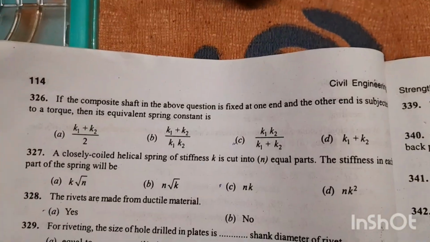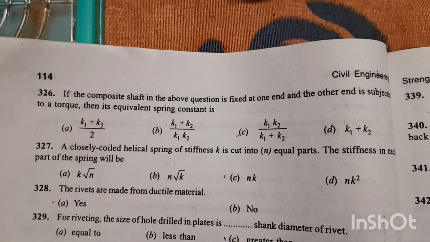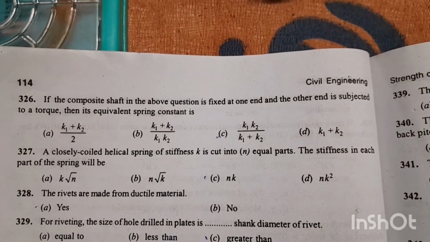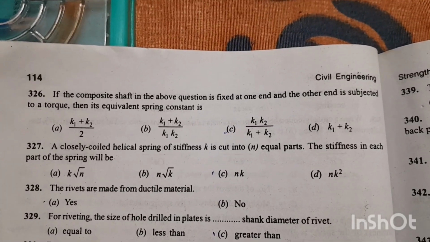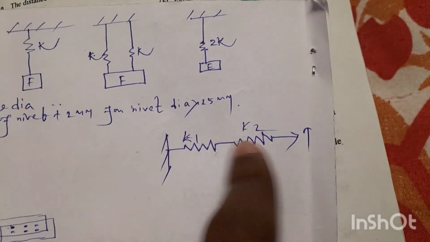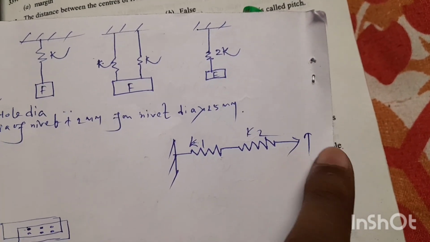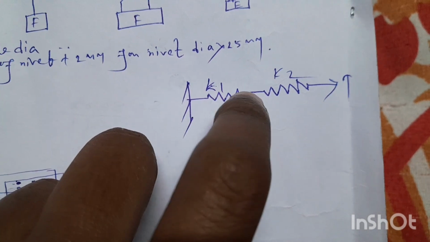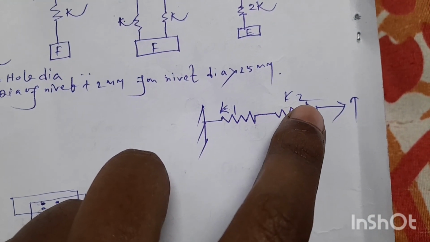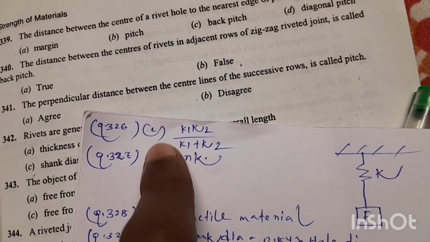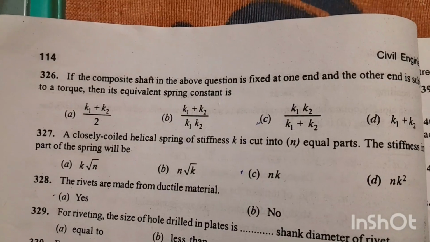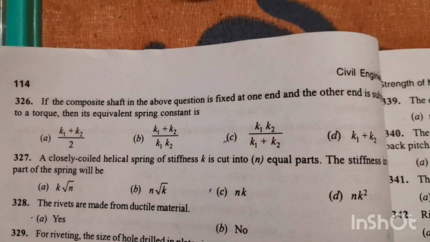Next question 326. If the composite shaft in the above question is fixed at one end and the other end is subjected to a torque, then its equivalent spring constant is. Suppose a composite shaft is fixed at one end and the other end is subjected to a torque. So from this figure we can see the springs are in series connection. So the equivalent spring constant will be K1 K2 divided by K1 plus K2. For question number 326, option number C is the right answer.